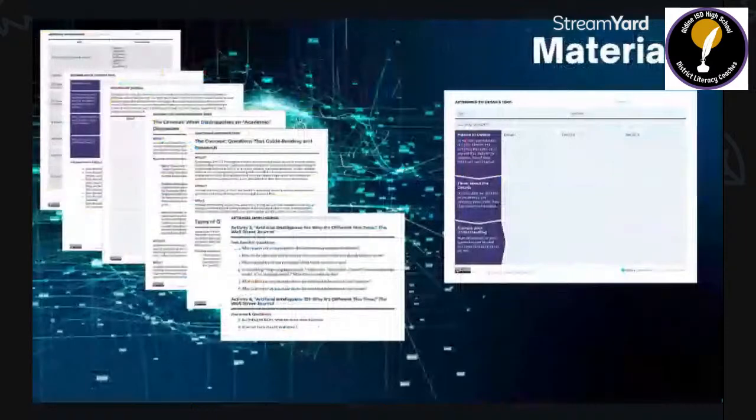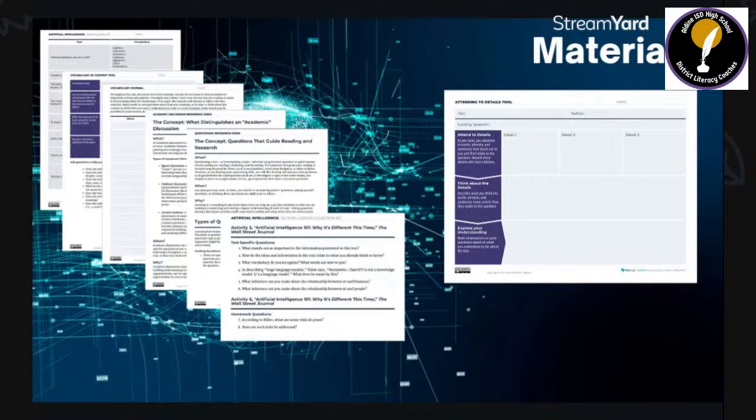The materials for this lesson are the Artificial Intelligence Vocabulary List, Attending to Details Tool, Vocabulary and Context Tool, Vocabulary Journal, Academic Discussion Reference Guide, Question Reference Guide, and the Artificial Intelligence Section 1, Lesson 2, Question 7.